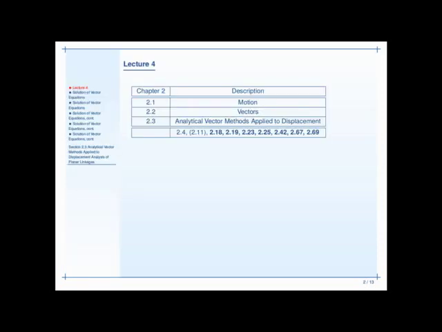Today we're going to be covering section 2.3 in chapter 2 of Wilson and Sadler's Kinematics and Dynamics of Machines. This is applying analytical vector methods in order to determine the displacement or the position of various mechanisms. Please note that you should take a look through sections 2.1 and 2.2 if you haven't already done so, and you should definitely read through section 2.3 in the book as background to the lecture.